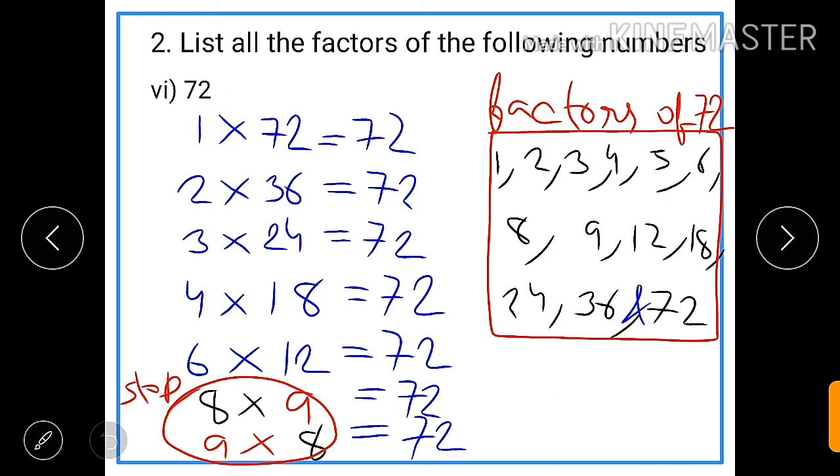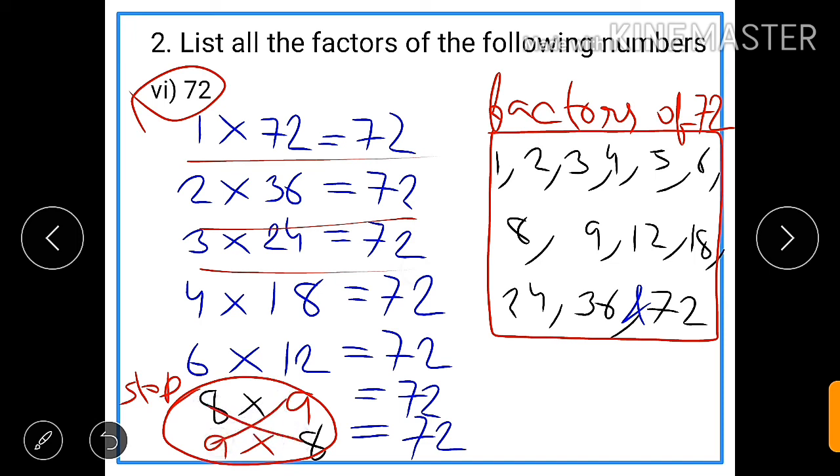Let us see the next example, that is 72. So similarly we will find out all these things and we will write all these things, and ultimately we will reach a position when the numbers will be interchanging, that is 8 will move here and 9 will move in the beginning. So in this particular step we will stop and we will write the answers, that is the factors of 72, that is 1 2 3 4 6 8. We will move towards our right, that is 9, next 12 18 24 36 and 72. So like this we will find out the factors of 72.